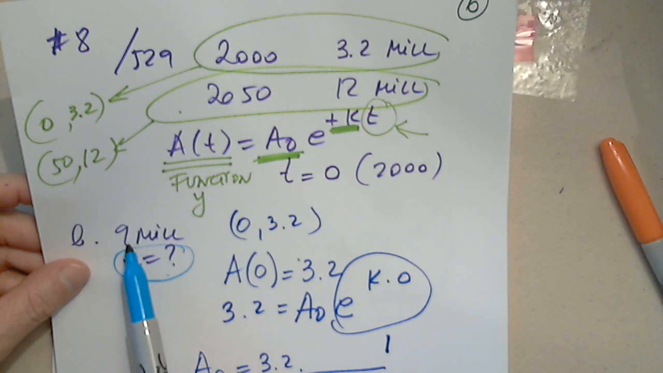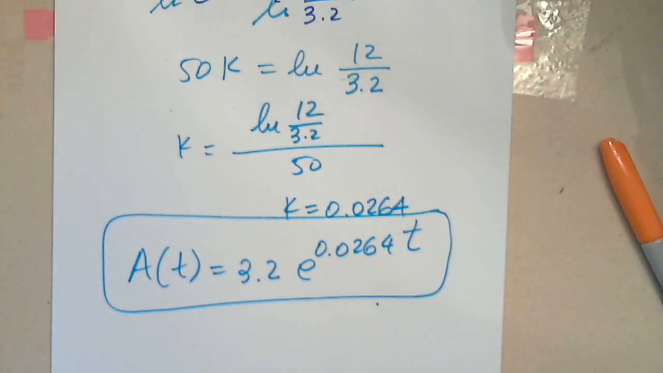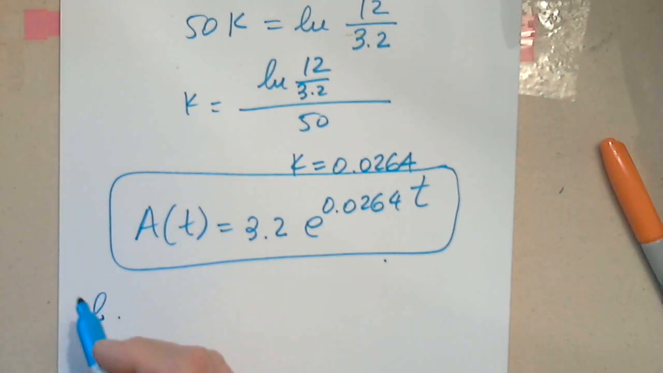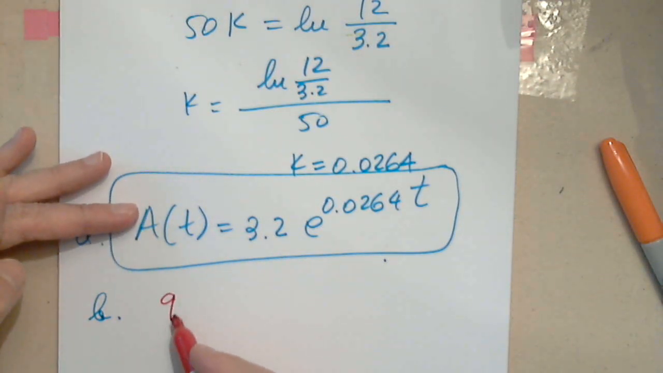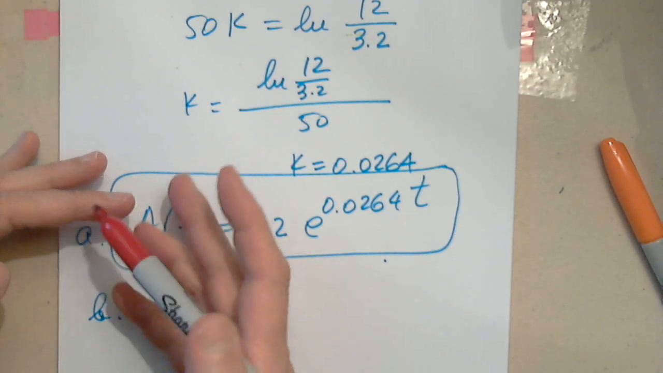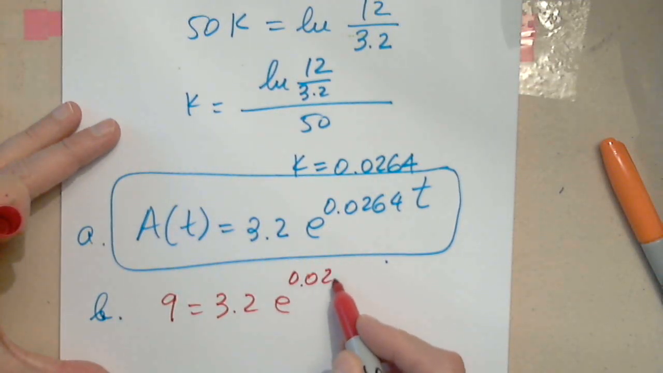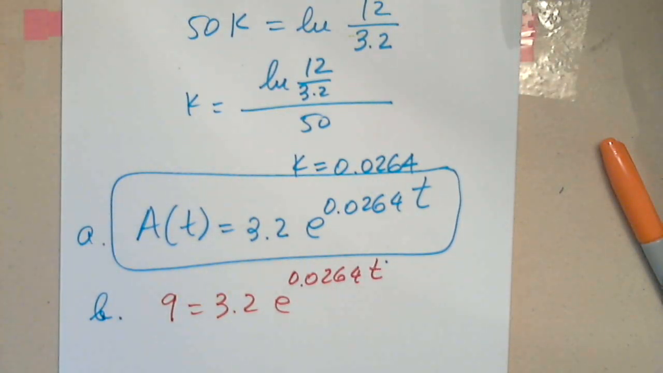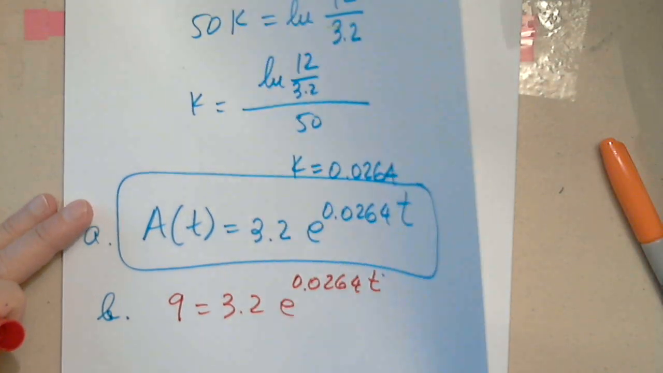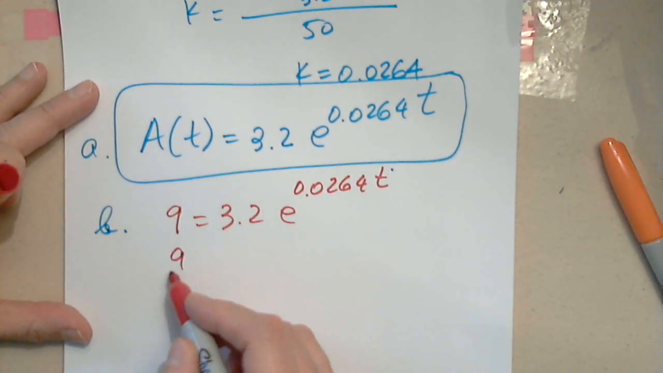Now the question is also asking us to find in which year the population will reach 9 million. How do I do that? So this was part A and this is part B. Well, obviously I have to replace a of t by 9, and I proceed with exactly the same steps. Like before, I will divide both sides by 3.2.